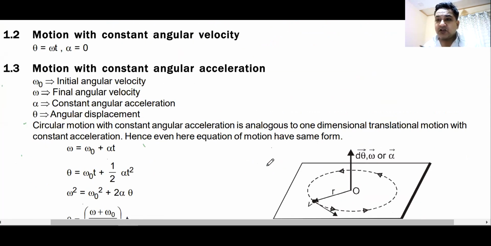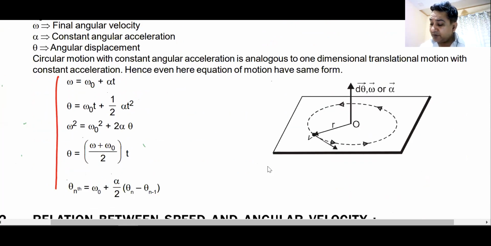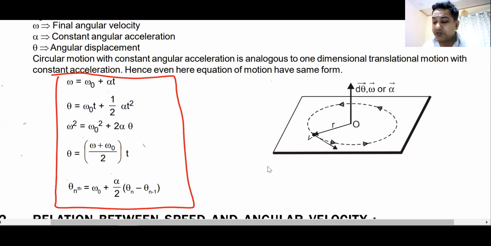If the angular velocity is constant, alpha is 0. What are the equations of motion? Remember, we have already discussed this equation of motion in 1D or 2D. Same thing has been used here. Final angular velocity is initial plus alpha t. Angular displacement delta theta is omega 1 t plus half alpha t square. Omega final square is omega initial square plus 2 times alpha delta theta.